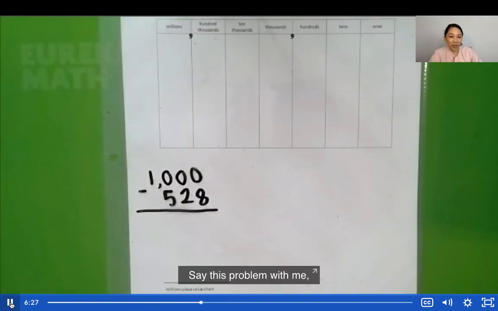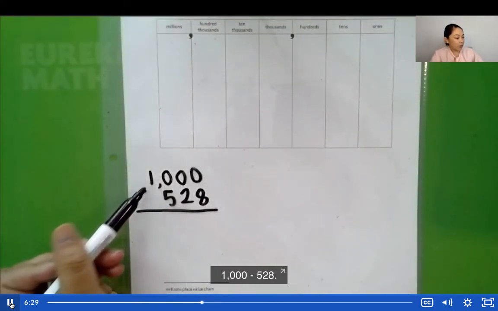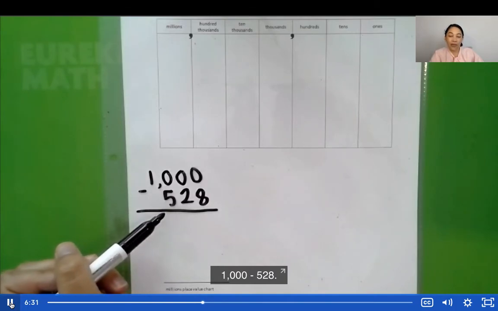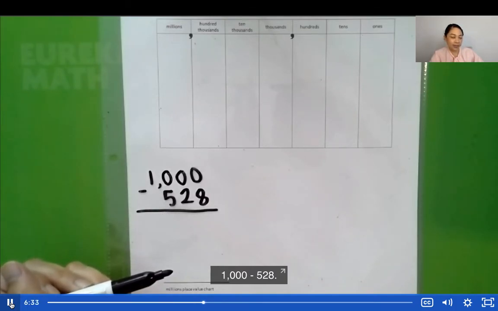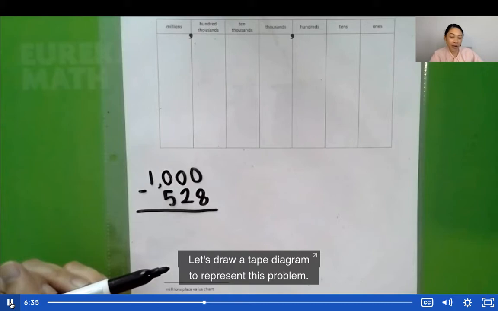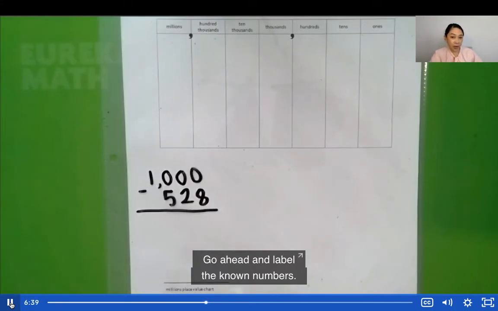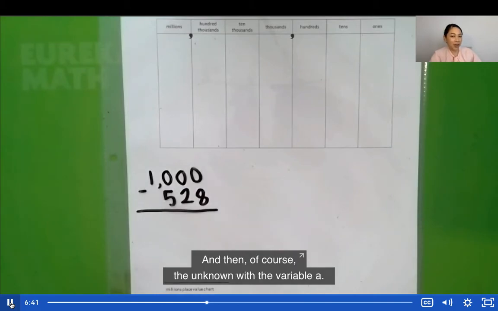Say this problem with me. 1,000 minus 528. Let's draw a tape diagram to represent this problem. Go ahead and label the known numbers, and then of course the unknown with the variable a.